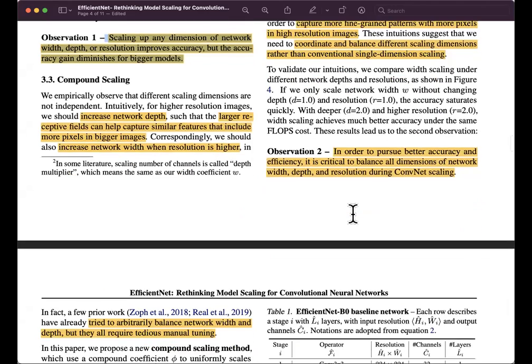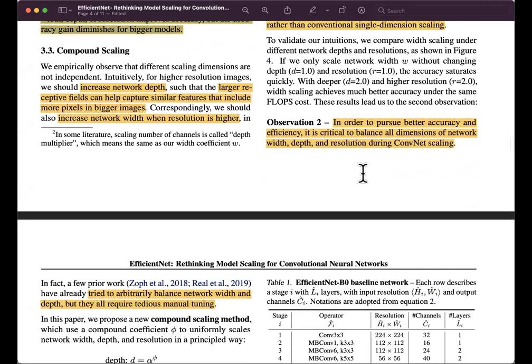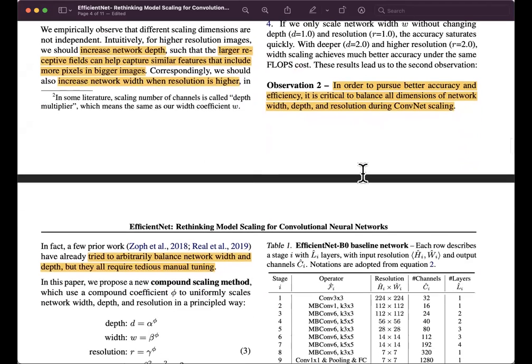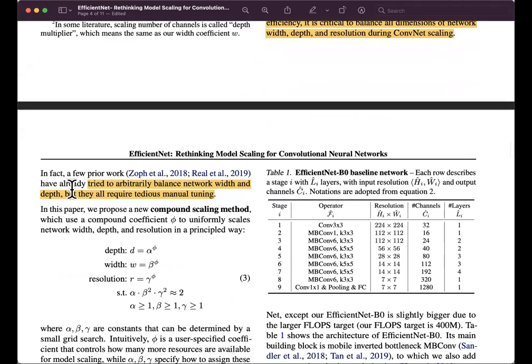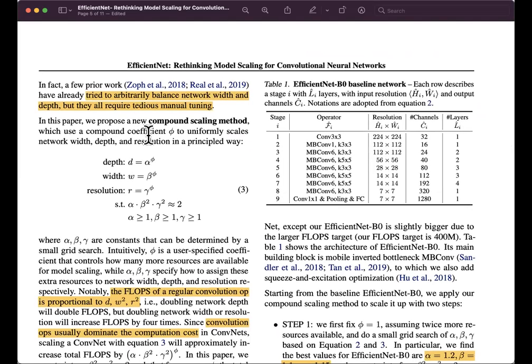The observation is that, in order to pursue better accuracy and efficiency, it is critical to balance all dimensions of network width, depth, and resolution during scaling. And they try to arbitrarily balance network width, height, and depth in the literature, but they all require tedious manual tuning. So here is the proposal, which is the compound scaling method.